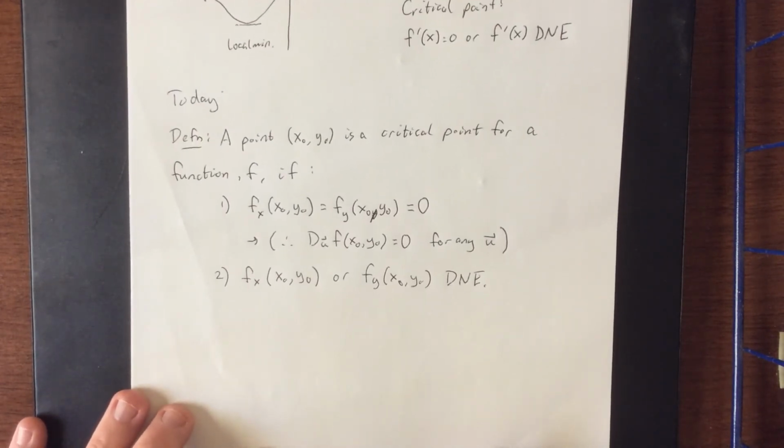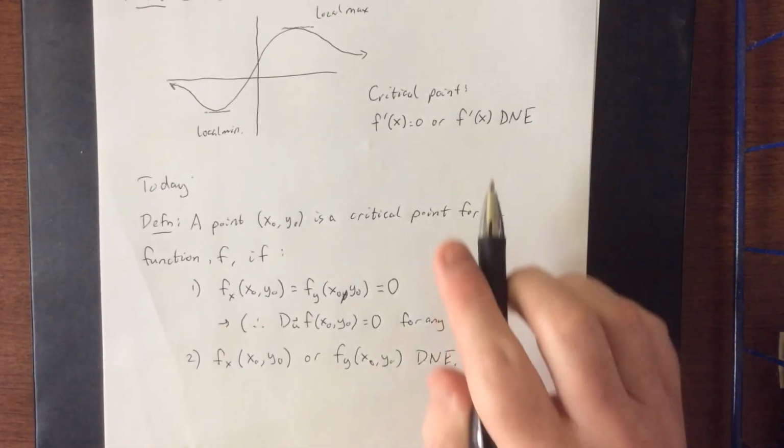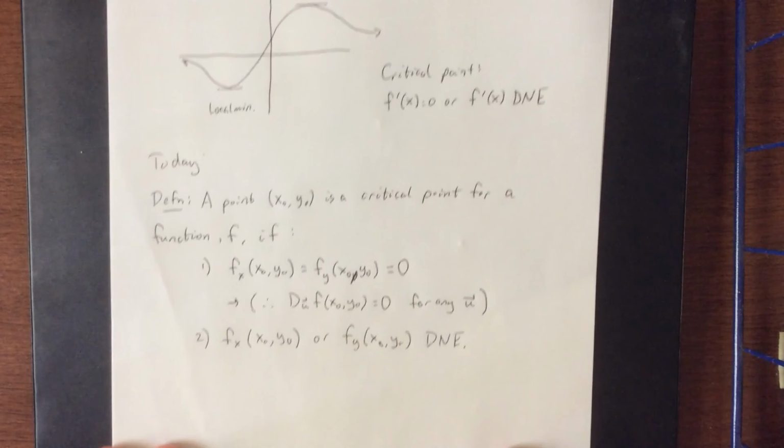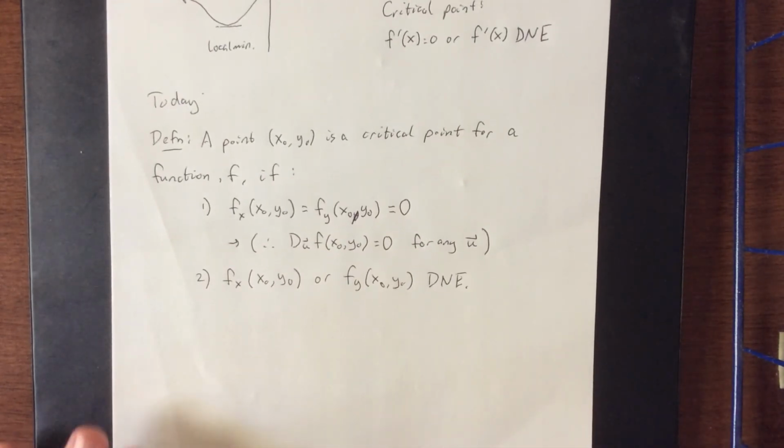Now, in our next video, we'll go over the process of actually finding these critical points, which will look remarkably similar to what we did in Calc 1. Take a couple of partial derivatives, set them equal to 0, and use algebra to solve the resulting system of equations for x and y.